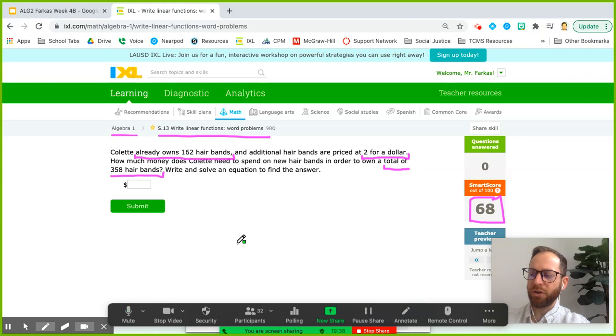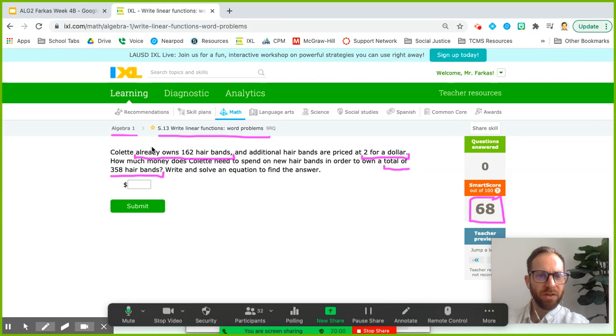Please enter your answers in the chat. So 162 is the starting or initial value, 2 is the rate of change, 358 is the one we want to focus on. Colette already owns 162 hairbands. 162, that means that's the constant. 162 is the starting value, and 2 is the rate of change.